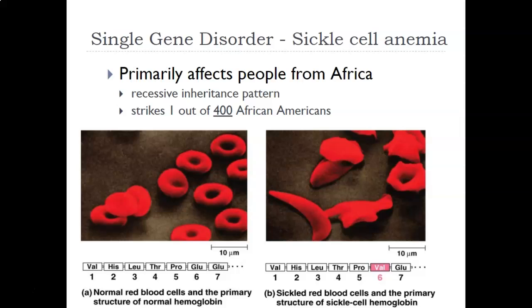Being heterozygous means that you actually show a little bit of both, so you have normal red blood cells and you have a little bit of sickle cell. It doesn't immediately cancel out sickle cell anemia if you are heterozygous, which is interesting.